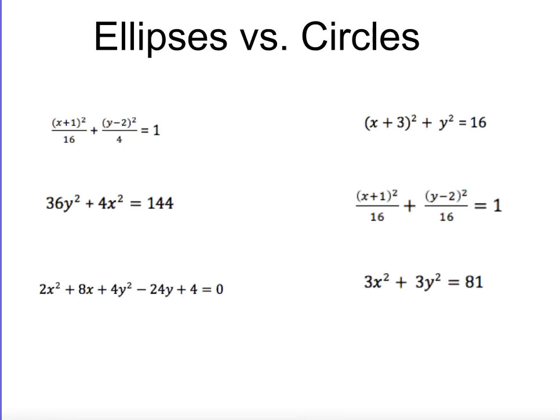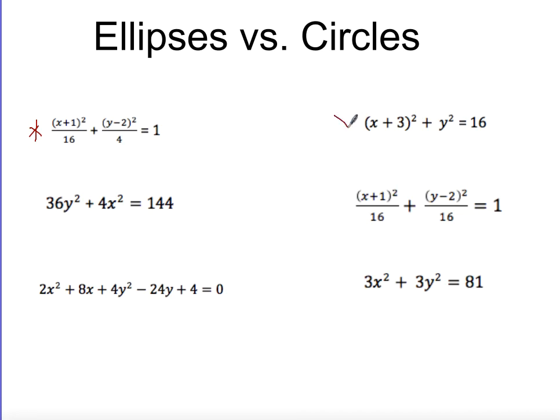One last thing for us to look at is just a comparison between what we know about ellipses and circles now that we have looked at both of them. So we know that when we write the standard form of the ellipse, what you see here on the top, x plus 1 squared over 16, y minus 2 squared over 4 equals 1. We would want you to be able to look at that equation and say, hey, that's an ellipse, that's the standard form that I'm looking for.